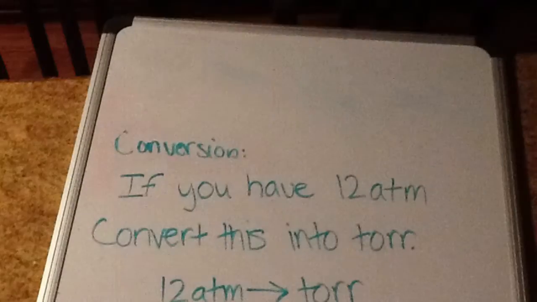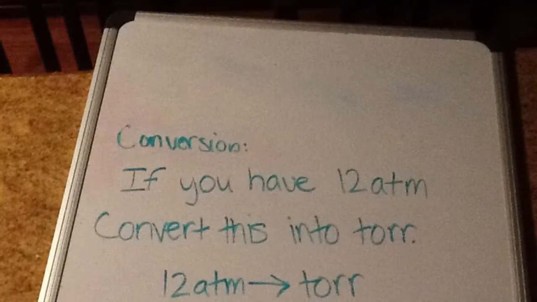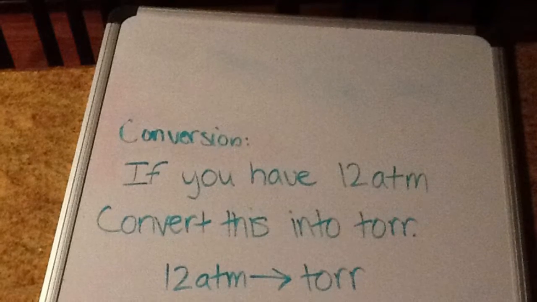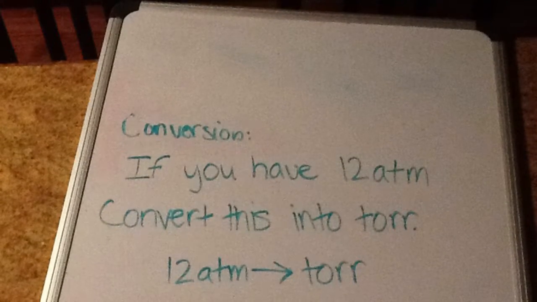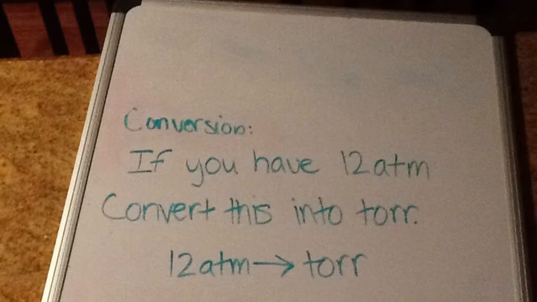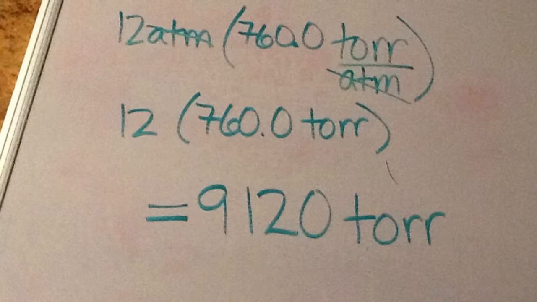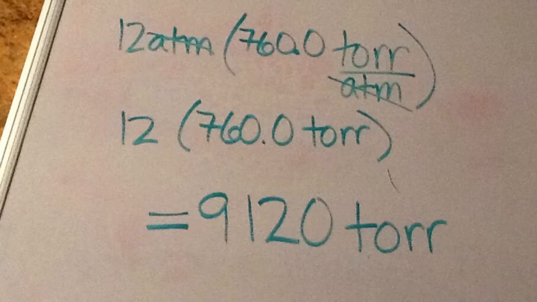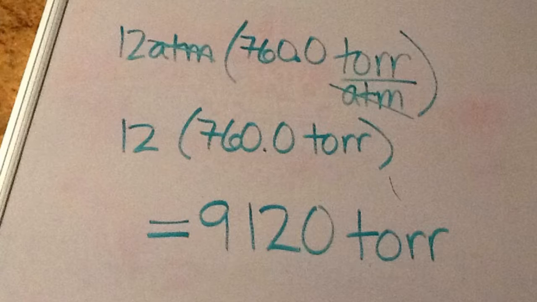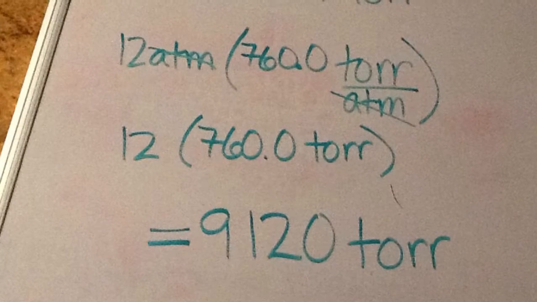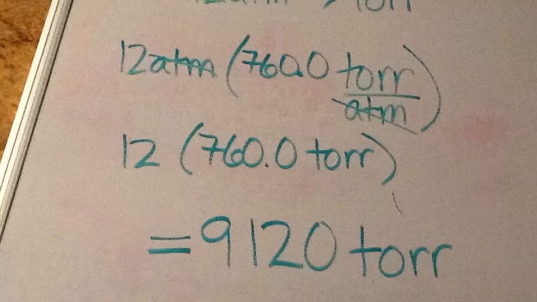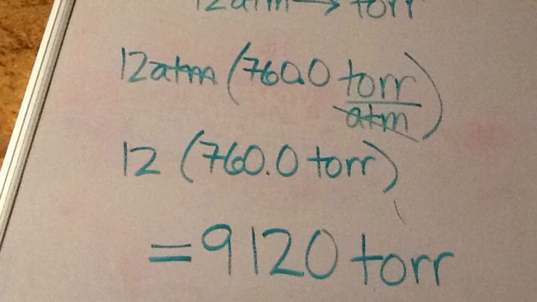If you have 12 atm, convert this into torr. To start off, you write 12 atm times 760.0 torr over atm. Then your next step is to cross multiply so you can get rid of the unit atm. Now you're left with 12 times 760.0 torr. Your final answer is 9,120 torr.